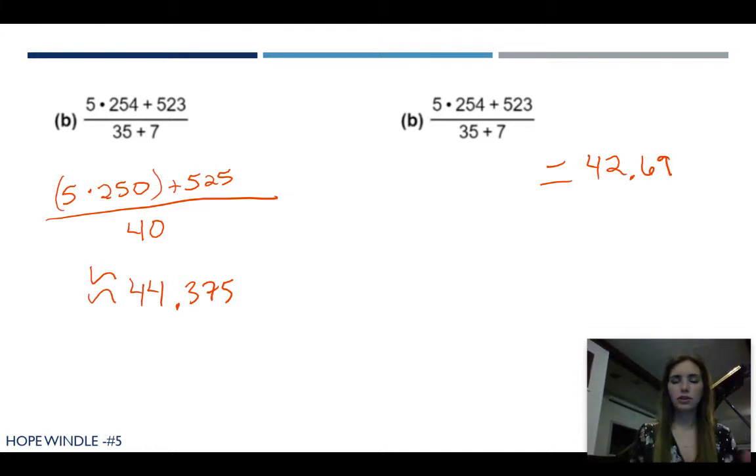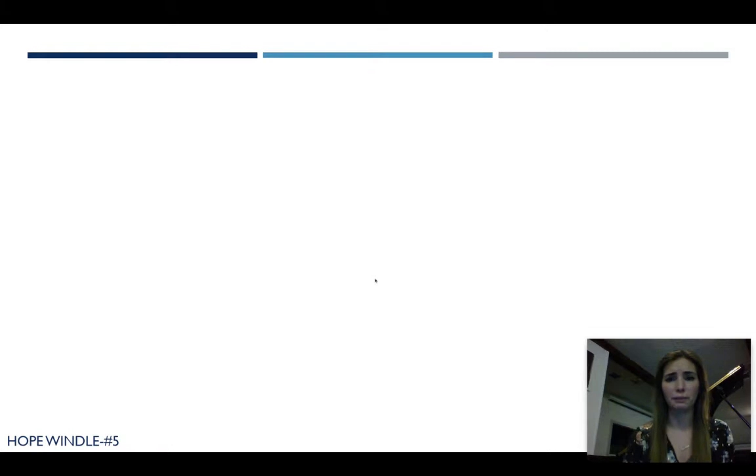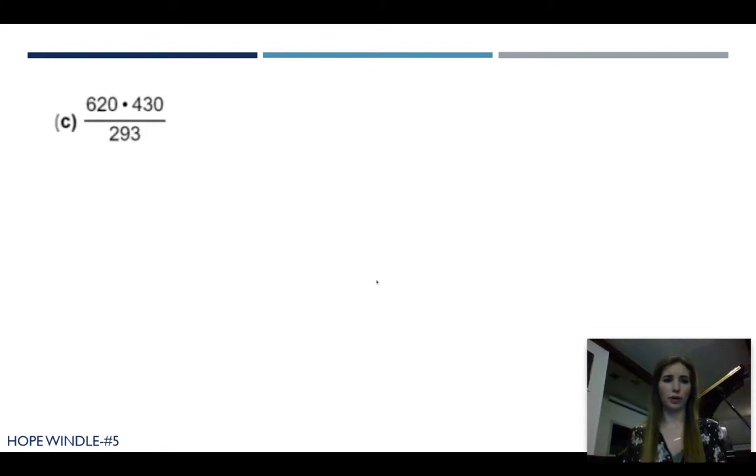So if you look at it, estimating is actually a pretty good way roundabout. You would rather overestimate slightly so you can have a little to work with than sell yourself short and not have enough. But really, we like to get pretty close to the answer we're looking for. And 44.375 is pretty close to 42.69. So I'd be happy with that. Let's go ahead and try another one.